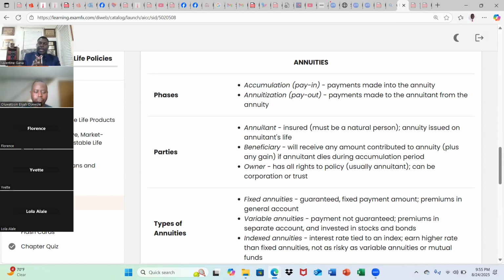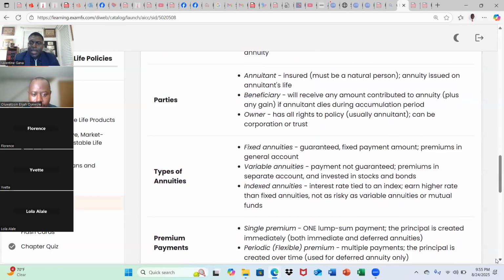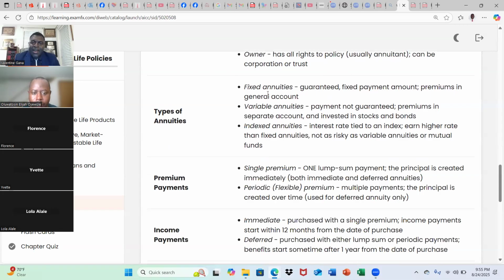There's the beneficiary. Again, if that person dies without having drawn the money, they pay it to the beneficiary. We have different types of annuities. We have fixed annuities. These are annuities that will pay you a guaranteed interest rate. For example, they might say, for the 5 years or the 7 years that you're going to block this annuity, we will pay you 7.25.